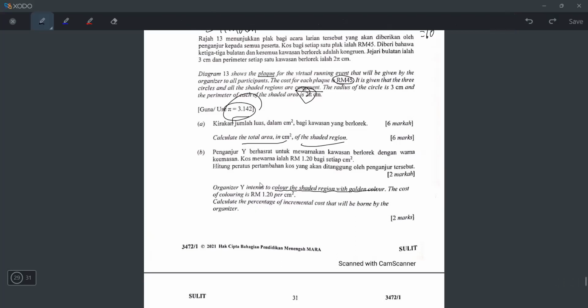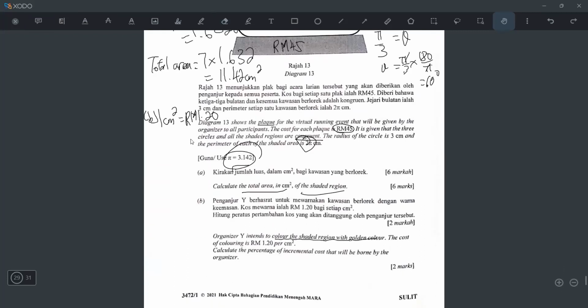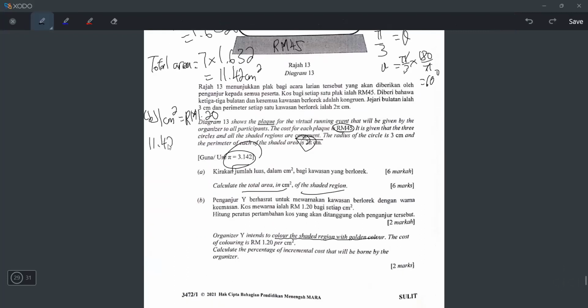Okay, wait. Cost for coloring is 1 ringgit 20 cent per cm square. It means 1 cm square you need to pay 1 ringgit 20 cent. But if you want to paint all this gold color, you have to paint 11.42 cm square. It means it will be 11.42 times 1.20, right? That would be the total price, I mean the cost to color gold color. So I will take this one times 1.2. I get RM 13.71. Please write RM, okay, because this is price. So 13 ringgit 71 cent.